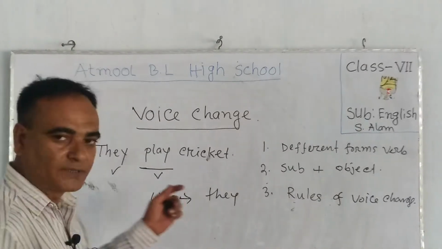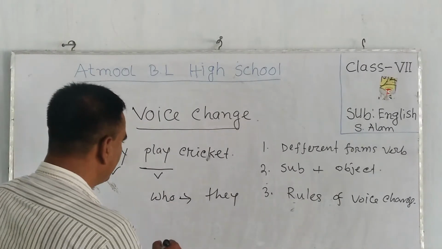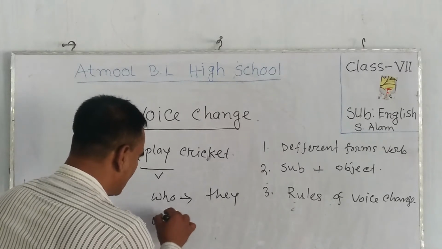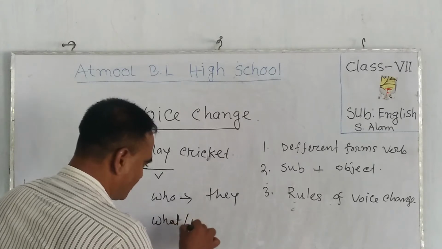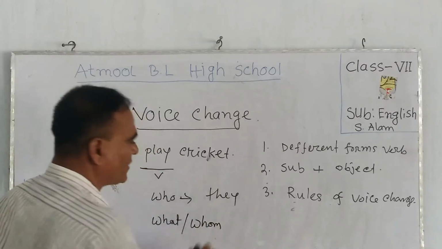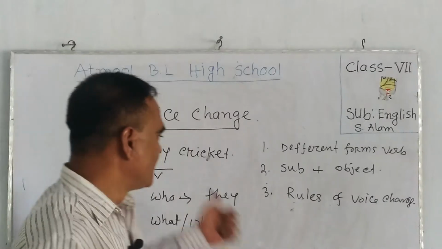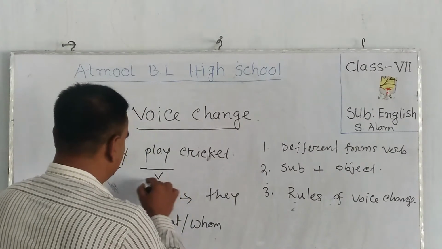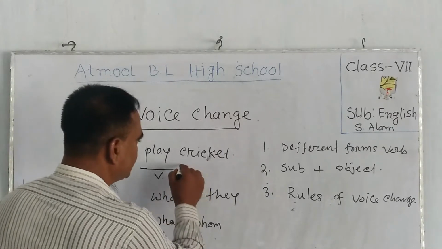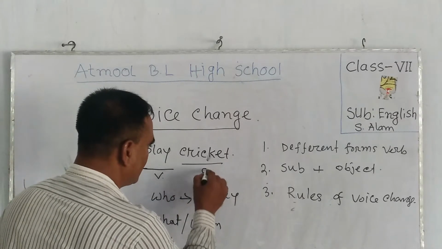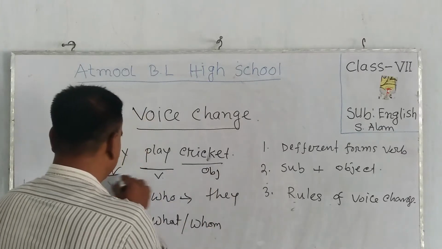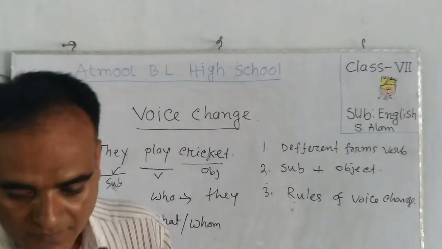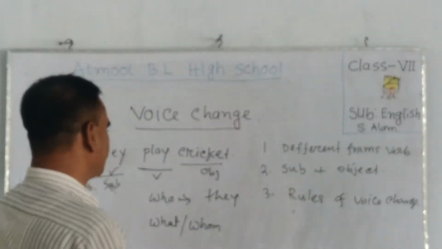And how will we find the object from this sentence? We have to ask the main verb of the active sentence, what or whom. Then we will find the object. So what they play? They play cricket. So this one is object and this one is subject. So we have got the subject and object.